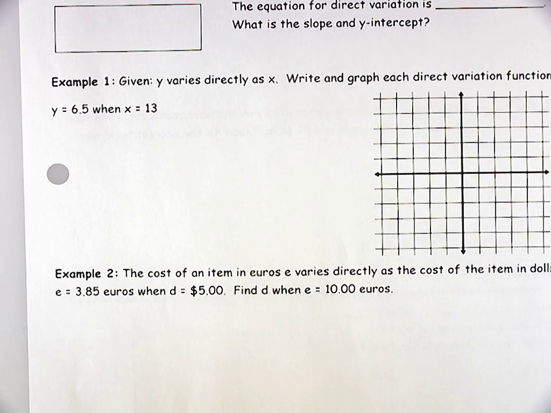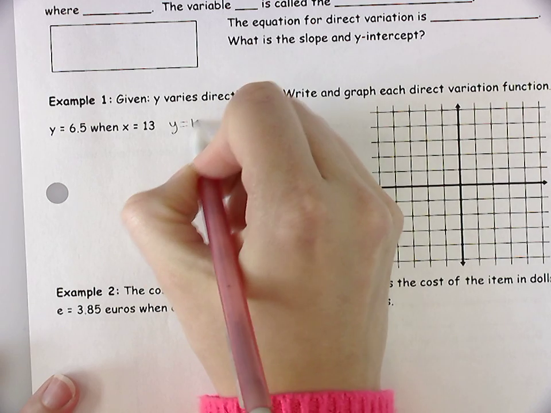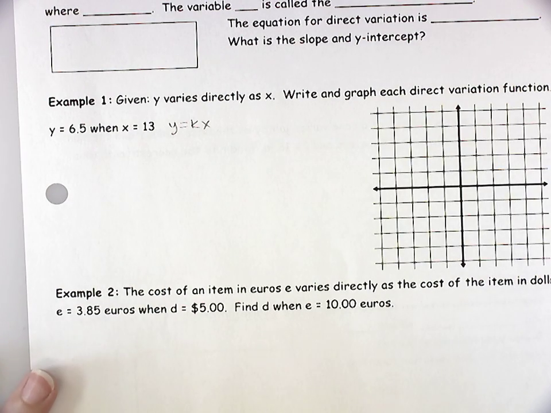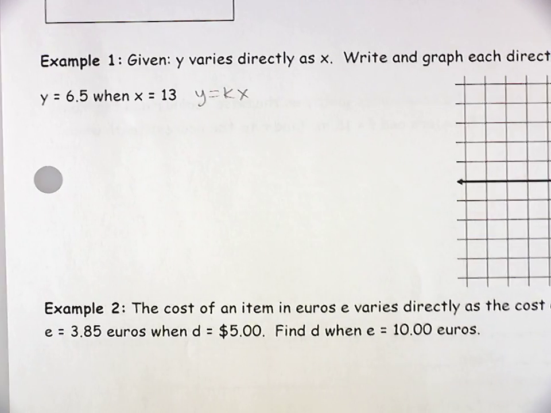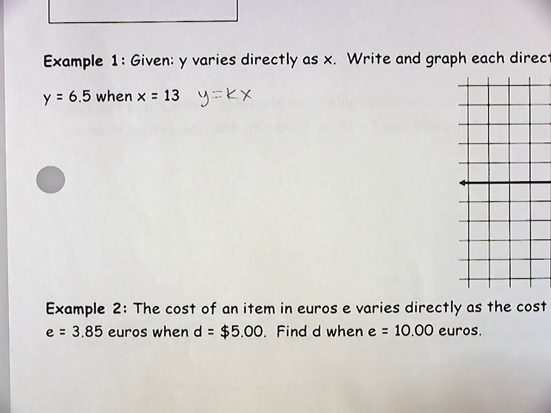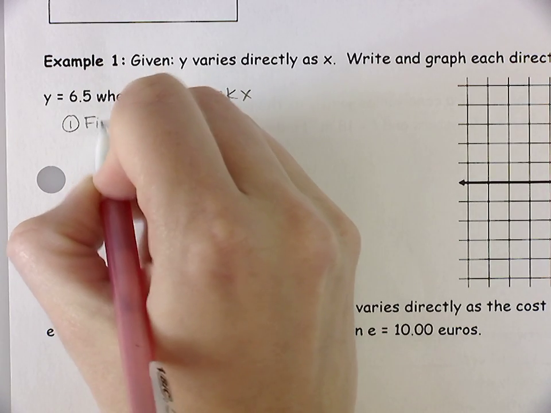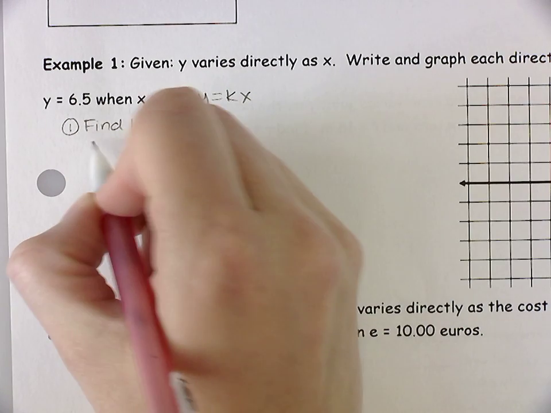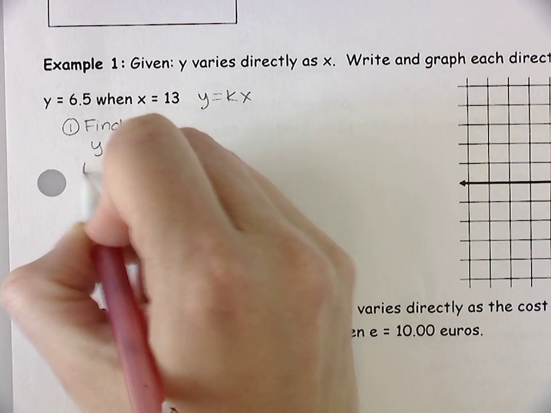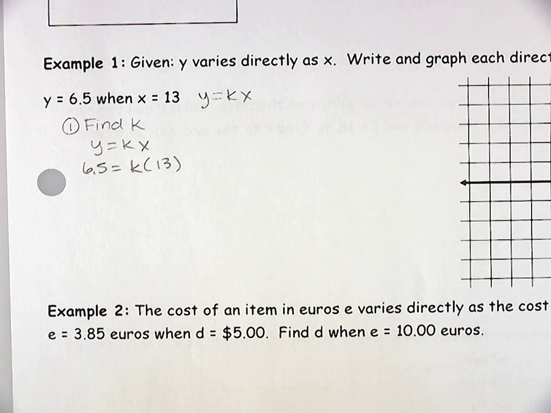So our first step to write the equation, remember that our equation that we just wrote down is going to be y equals kx. It's actually just in the box above here, right? We have it in our box, the direct variation. So what we have to do is find what our k value is. So for step 1, we're going to find k, and we're going to do that using our y and our x. So if y equals kx, I'm going to plug 6.5 in for y. I'm going to plug 13 in for x, and now all I have to do is solve for k.